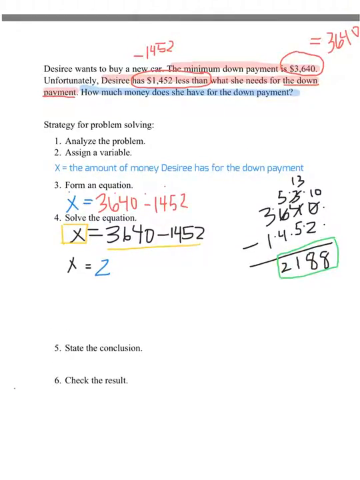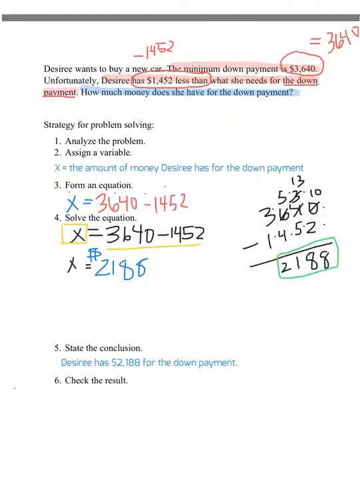So x is equal to 2,188. And what are the units? The units for this are going to be dollars. So let's go ahead and state the conclusion. Desiree has $2,188 for the down payment. So there we go. Ideally, again, the conclusion is basically the question stated in the form of a sentence. So the question was, how much money does she have for the down payment? Desiree has $2,188 for the down payment.